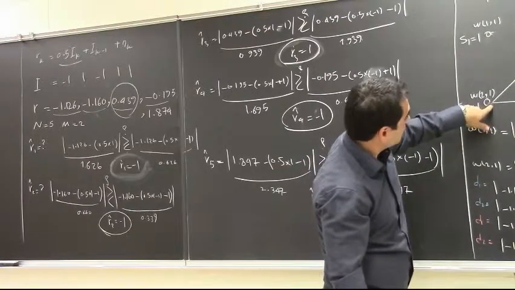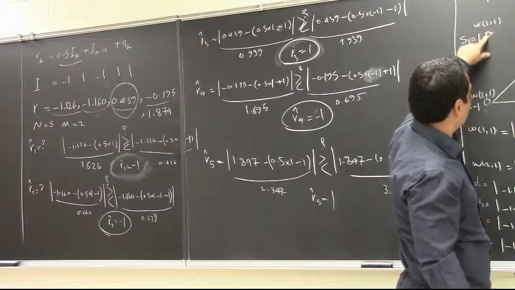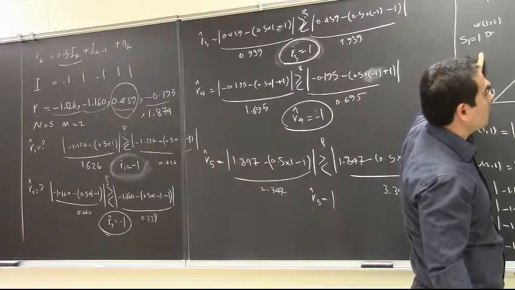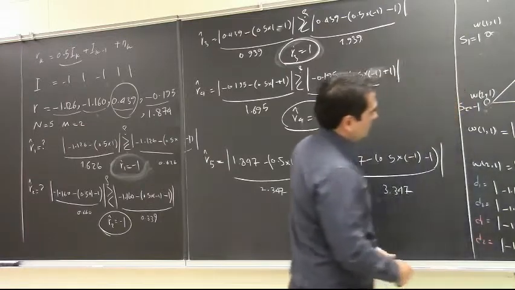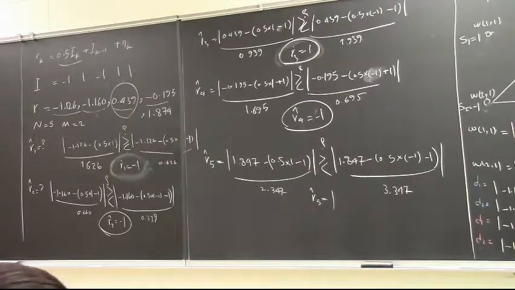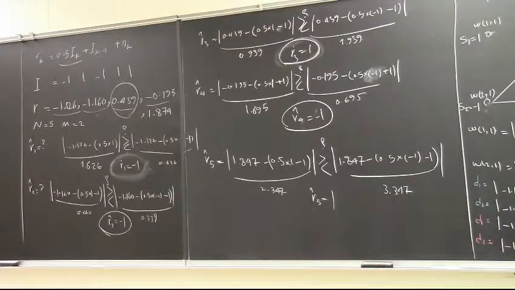We can try here. D1, D1, D2, D1, D2. This D1 comes from this, this D2 comes from this. But both of them indicate incoming of one. Sorry, again. Let's go plus W1 and 1, am I right? Yes, 1, 2. And this one is 0.439 minus 0.5 times minus 1, minus 1, plus W2, 2.